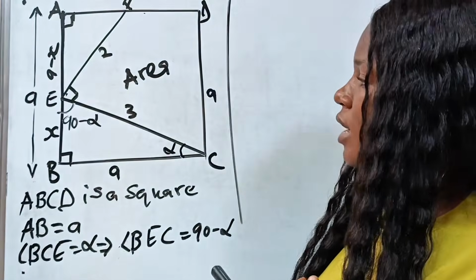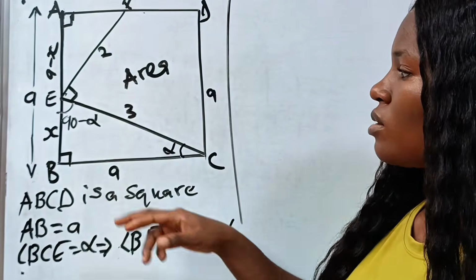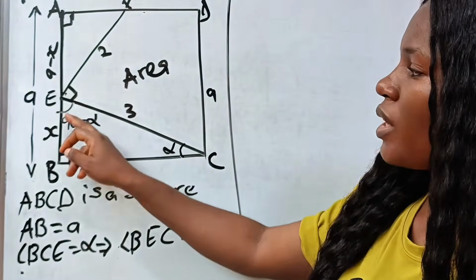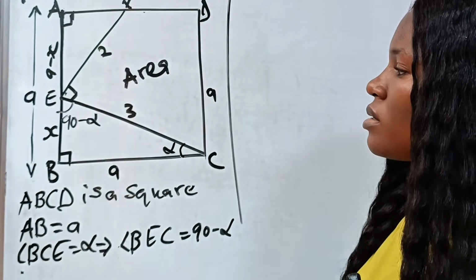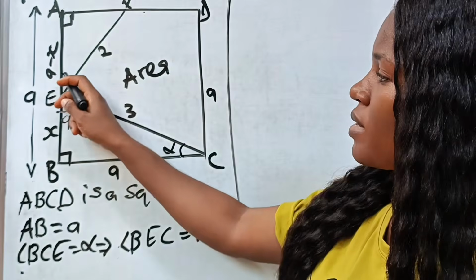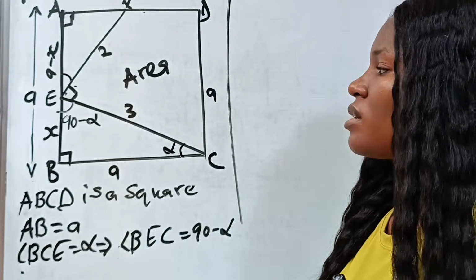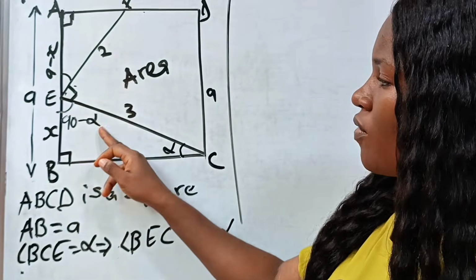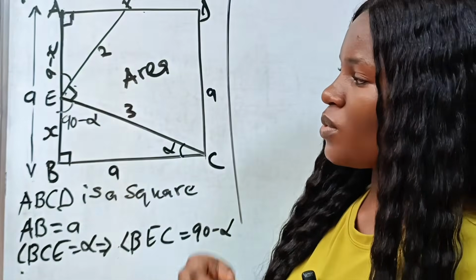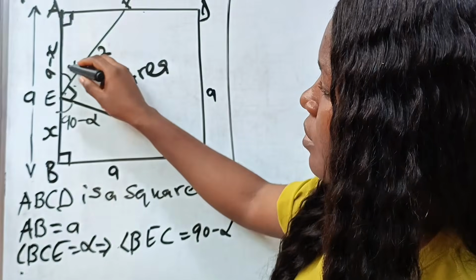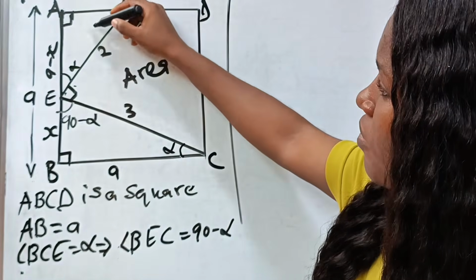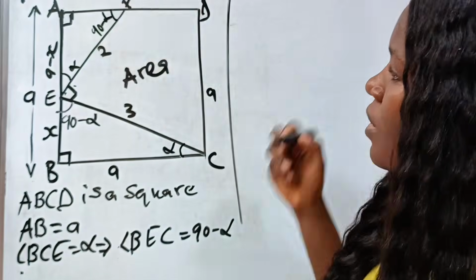Now, next thing, let us look at this. Remember that angle on a straight line is 180, right? So this angle here plus this angle plus this angle here should be equal to 180. If this is 90 minus alpha and this is 90, it simply means that this place is alpha. And we have 90 minus alpha here as well.